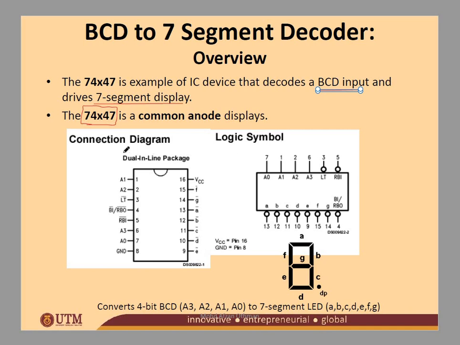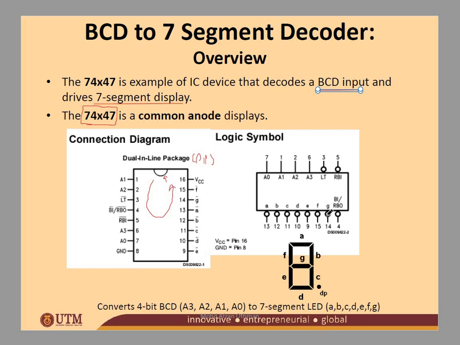So this is a connection diagram for the 74x47 IC in a dual inline package, so sometimes we refer to this as DIP. This one is actually to show our position of counting, and this one shows that your pin number counting is arranged from here, following counterclockwise.